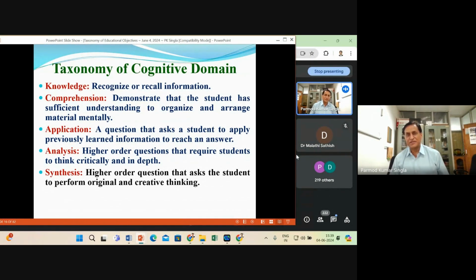A higher order question that asks the student to perform original and creative thinking. By synthesizing everything, he is able to give you a unique, creative design.